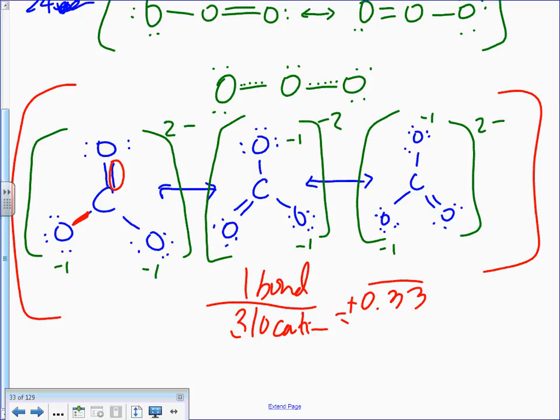So each of these bonds are what? 1.33. Because all you're doing is taking the one that changes its location and splitting it up across all locations it can be. So it has to divide itself in 3 times. So each bond length is 1.33. Is that longer and or shorter, stronger or weaker than a 1.5?